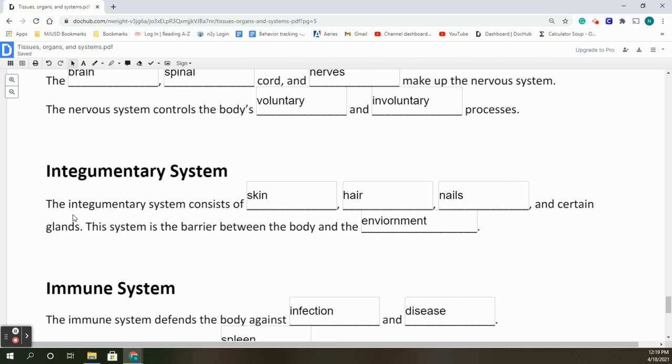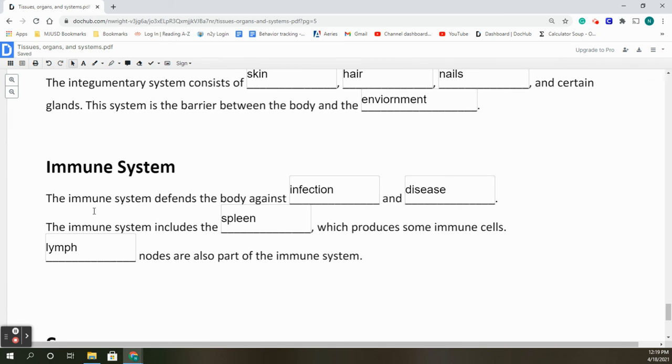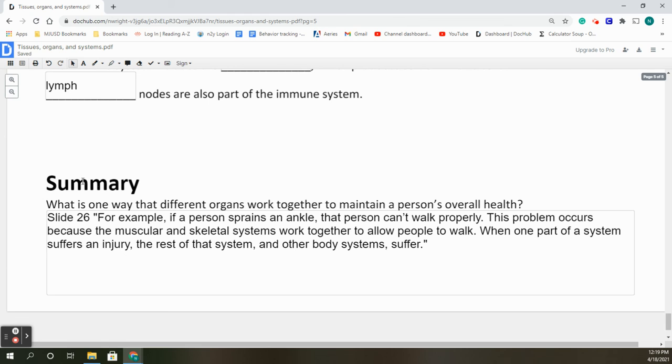Integumentary system. That system consists of skin, hair, nails, and certain glands. The system is the barrier between the body and the environment. Immune system. The immune system defends the body against infection and disease. The immune system includes the spleen, which produces some immune cells. Lymph nodes are also part of the immune system.